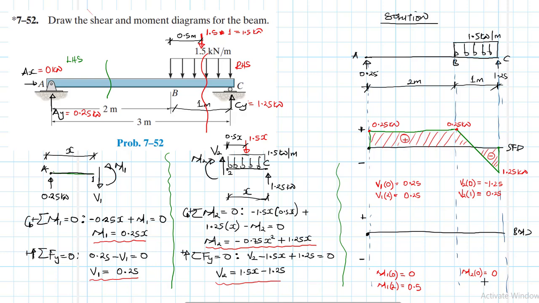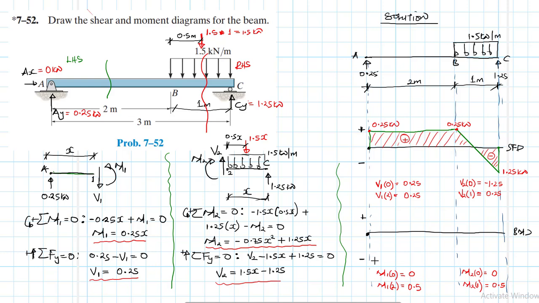All right. And then we have M2 when x is equal to the maximum of BC, which is 1. So let's plug in 1 in there and see what we have. So we have minus 0.75 times 1 squared plus 1.25. So this gives us a positive moment of 0.5 kilonewton meter.